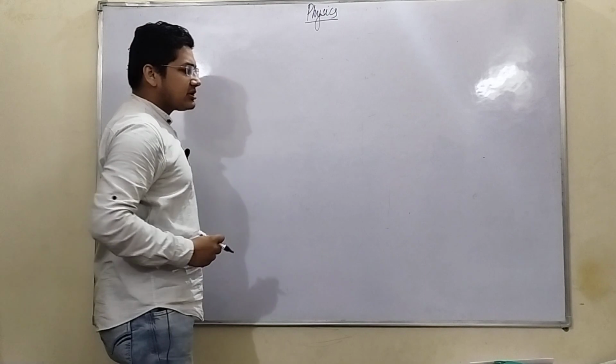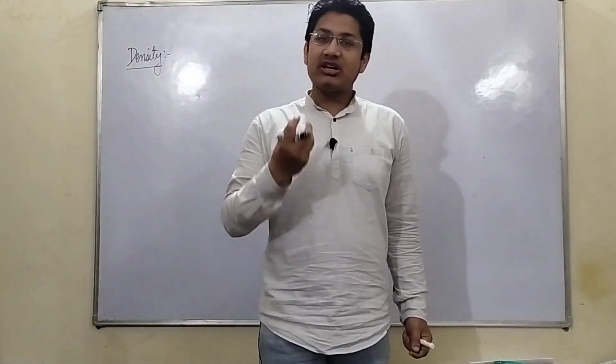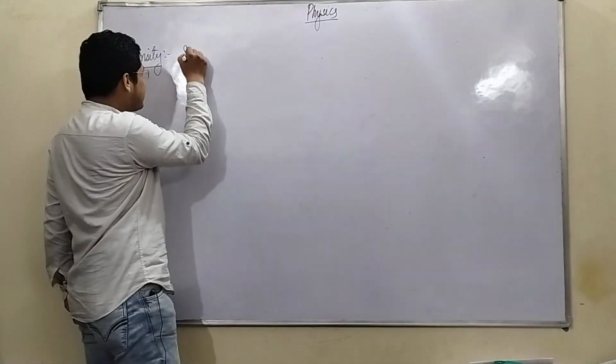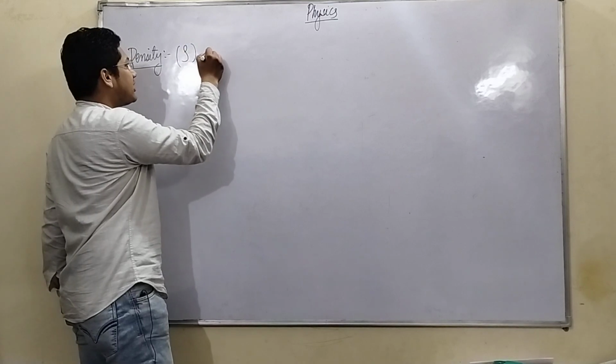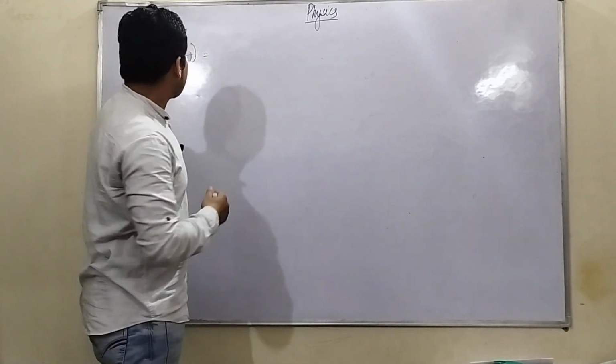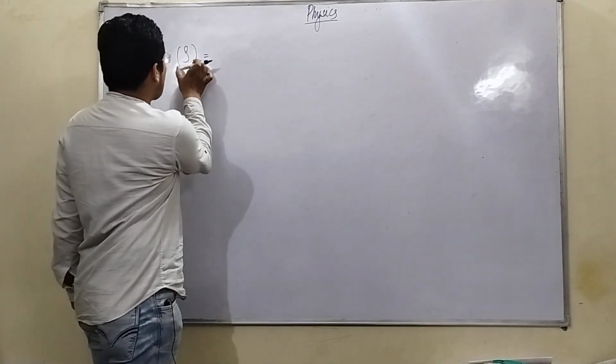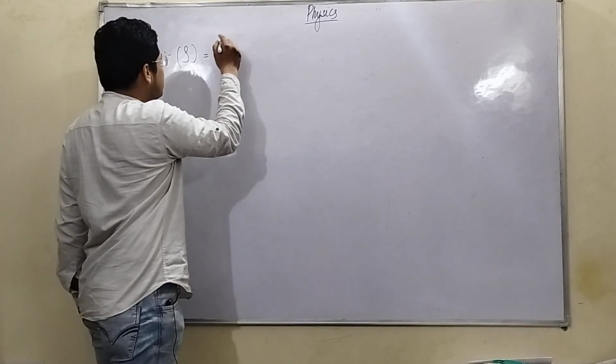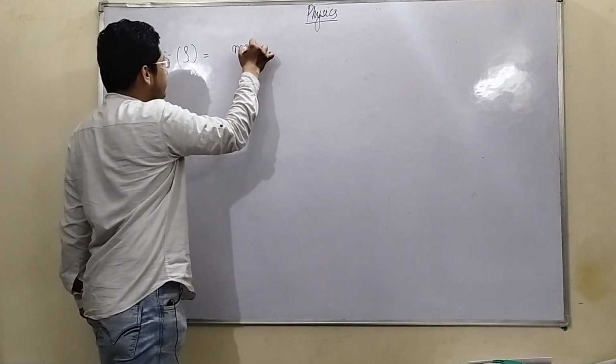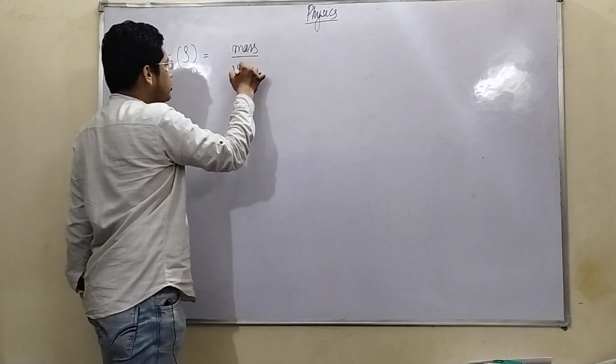Density of an object tells us how much matter is present in unit volume. Density is denoted by a symbol that is rho, and this is the Greek letter that is called rho, and it is equal to mass per unit volume.